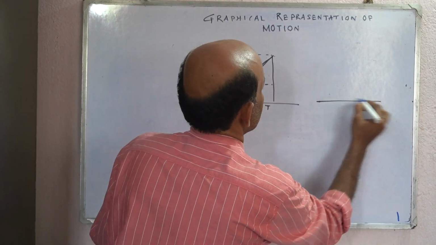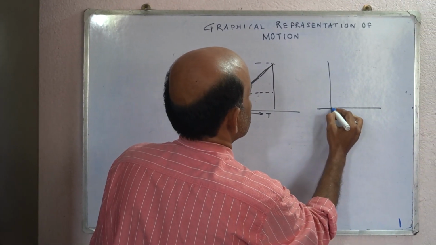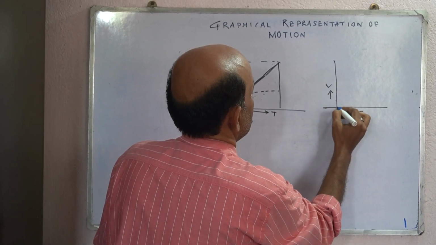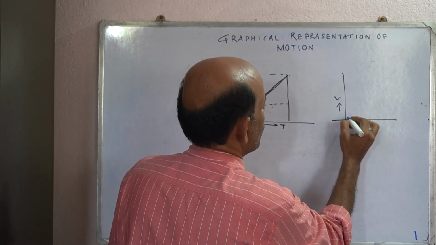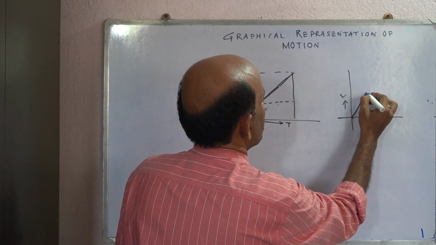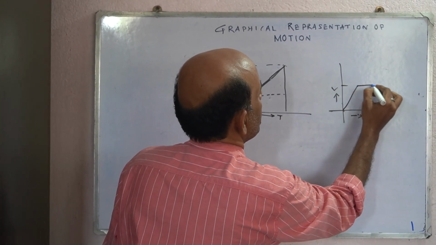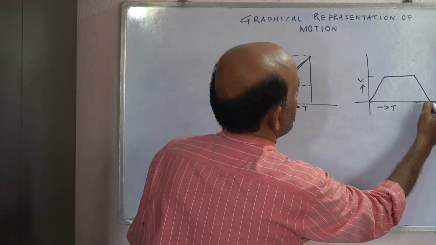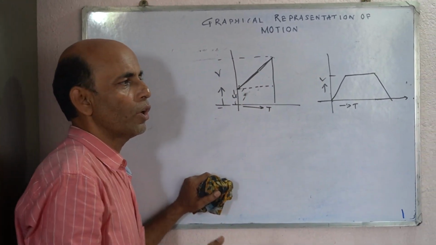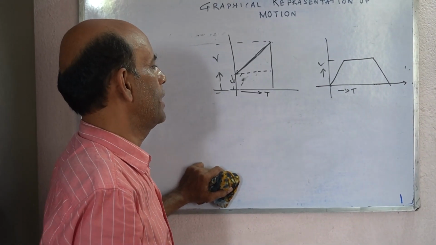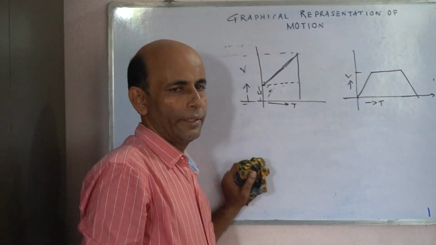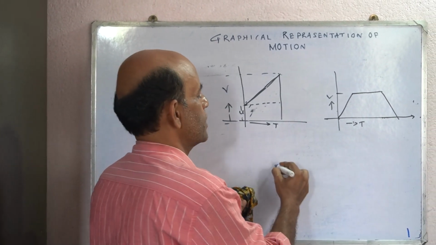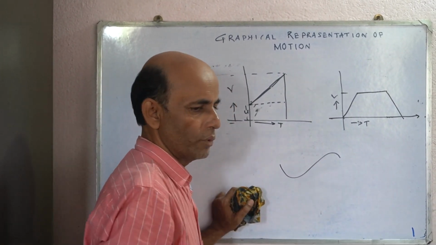If a body moves just like this, initially 0, after some time up to v, then uniform velocity, and finally uniform retardation. Uniform or non-uniform can be determined by the nature of the line. If the line is straight, then it is uniform. If the line is curved, then it is not uniform.